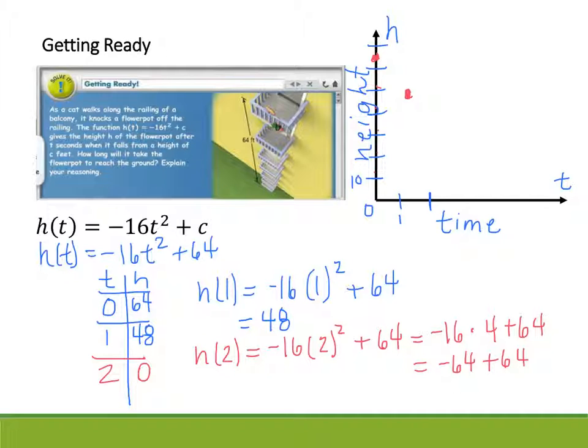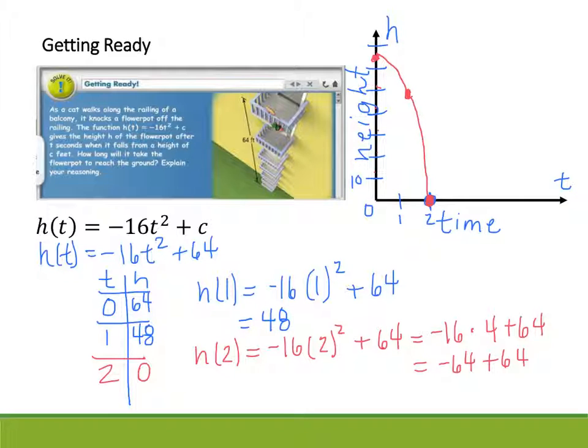So what that means is I'm going to go over 2 and up 0. So that's right there. Let's make that red, like our other points. Okay, so do you see what's happening? And this is what I mean when I say the rate of change is not constant. During the first second, the flower pot only falls 16 feet. But between seconds 1 and 2, or in the second section, it's going to fall 48 feet. See how that rate of change is different?